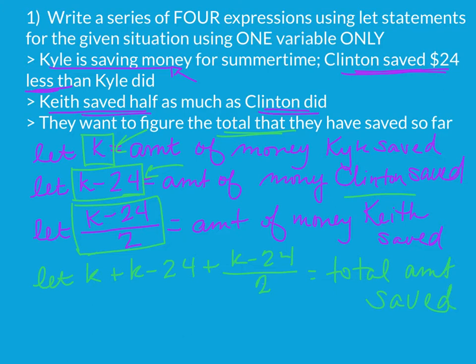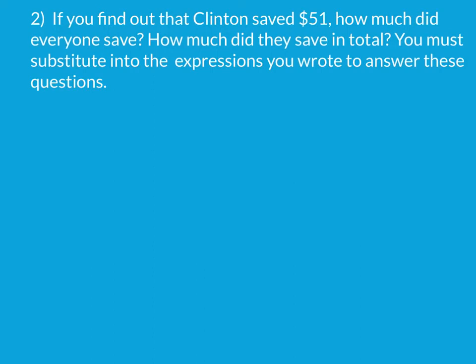Okay, so we figured out how much each person saved, or at least wrote expressions for each. And now it appears that we find out that Clinton saved $51. So that means we need to go back to the expression that we wrote for Clinton, and that was K minus 24. Well, this is telling us K minus 24 is equal to Clinton, and so also is the 51. So K minus 24 equals 51.